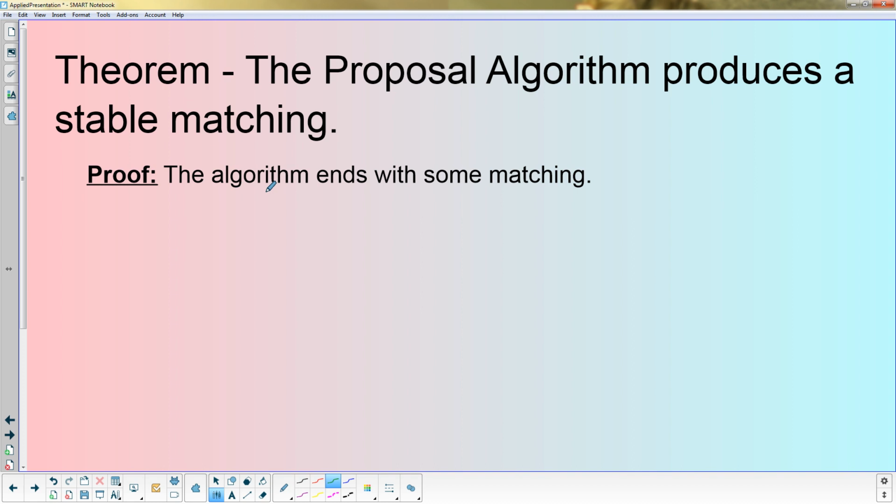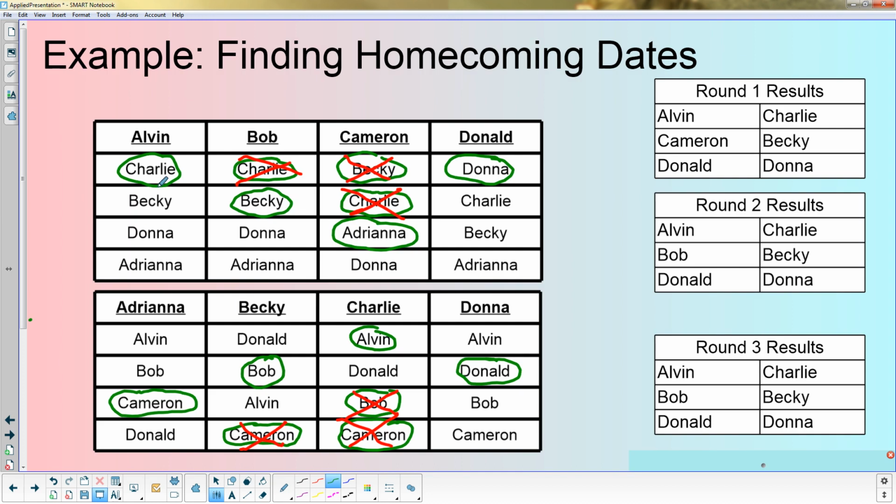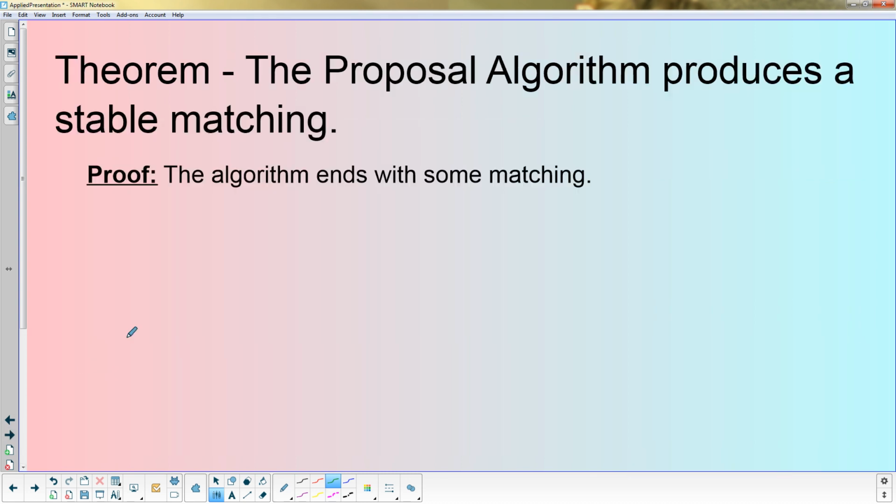The first step is just to say that it ends with some sort of matching, and we saw that happen, because the lengths of the lists of potential mates for the men constantly decreased. As men got rejected, their lists decreased, and that tells us that eventually there's an end, as the groups of men and women are finite.